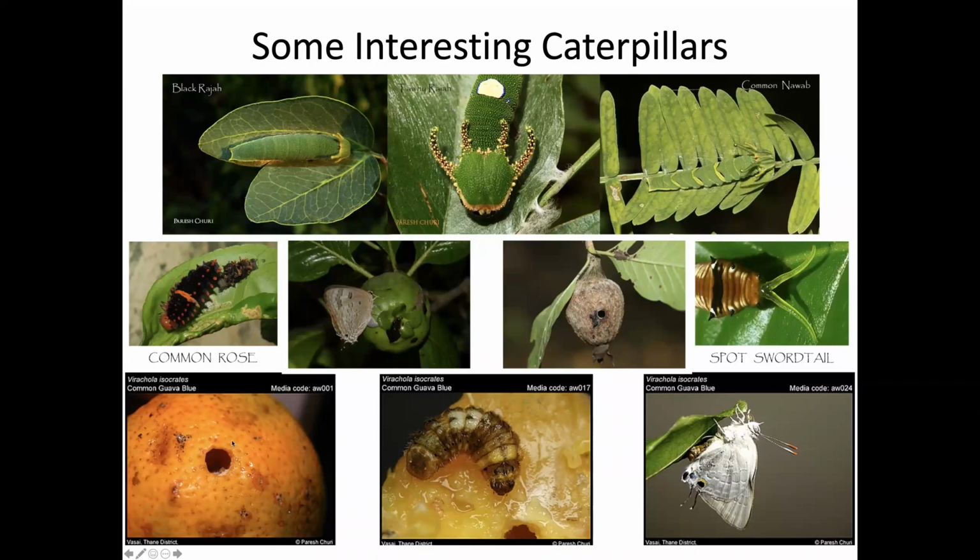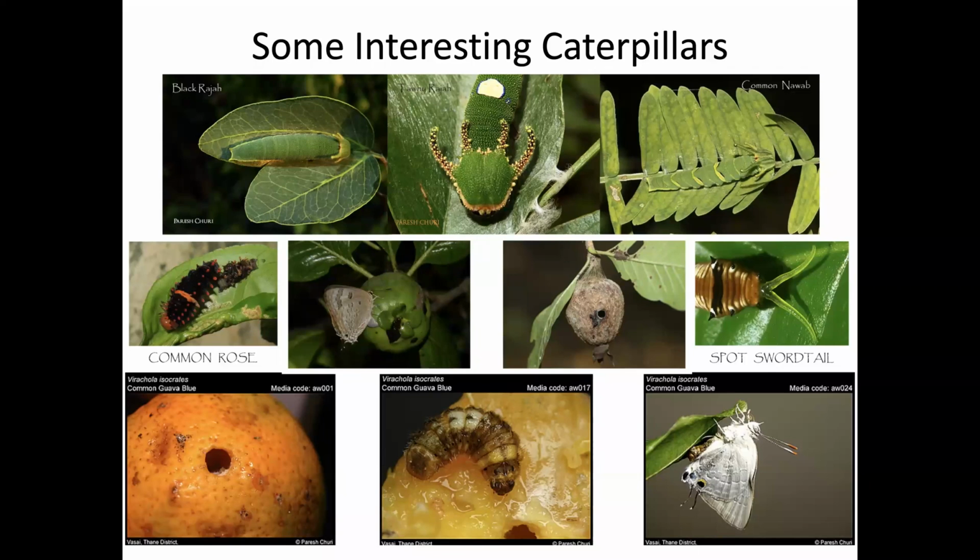Okay, so this is the particular behavior of large guava blue, and again, below you can see the common guava blue, which completely spends its life cycle inside the fruit. The egg is laid on the top surface of the fruit, and the larva enters inside the fruit later on, and it completely spends its life inside the fruit, and after eclosion, it emerges from the hole, which is present, you can see from there.